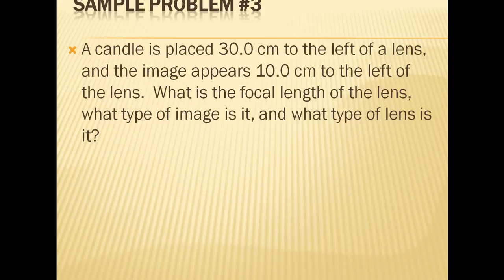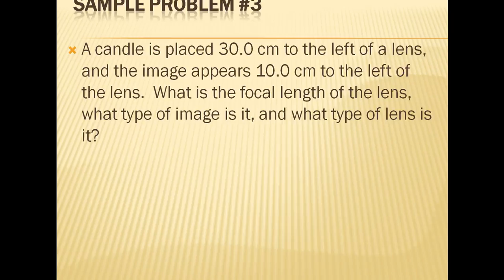So we've got a candle placed 30 centimeters left of the lens. Again, this is referring to that famous candle lab. And the image appears 10 centimeters to the left of the lens. Notice that in this case, both the candle and the image are to the left of the lens. That's different. So we're looking for a couple things here. What is the focal length? What type of image is it? And what type of lens is it?